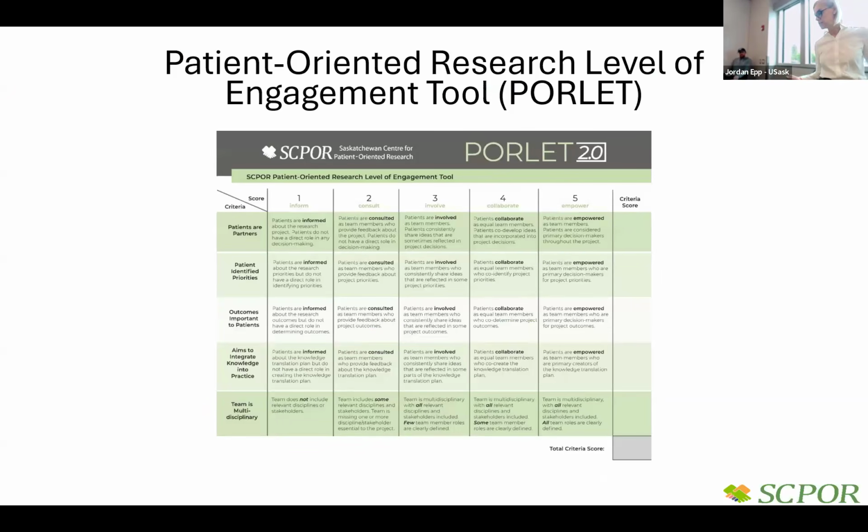If you look across, you can see that on the horizontal we have informed, consulted, involved, collaborate, and empowered. And on the vertical axis, we have patients as partners, patient-identified priorities, outcomes important to patients, aims to integrate knowledge into practice, and then teams are multidisciplinary. That again is ensuring that we have some breadth to our research. It isn't just one physician, and we haven't left out other knowledge users who might be nurses or pharmacists and nutritionists.